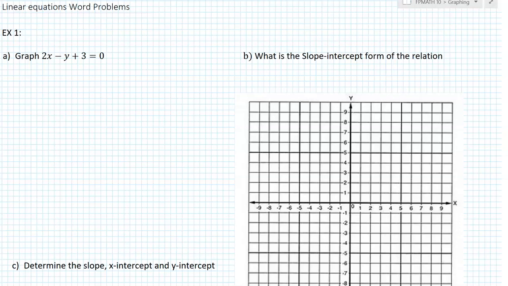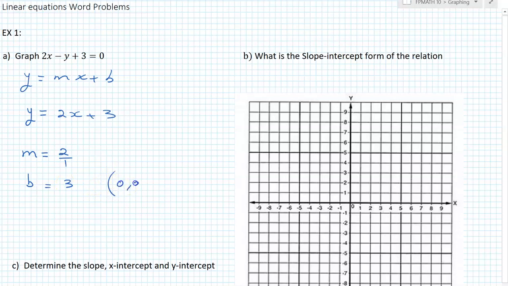So remember, to graph, it makes sense to put everything into slope-intercept form. So you know how to do that. Let's rearrange and then come back. When you rearrange the equation and solve for y, this is what you will get: y equals 2x plus 3. In this case, what is the slope? Slope is 2, or 2 over 1. What is your b, or y-intercept? Y-intercept is 3, or (0, 3). That's your y-intercept.